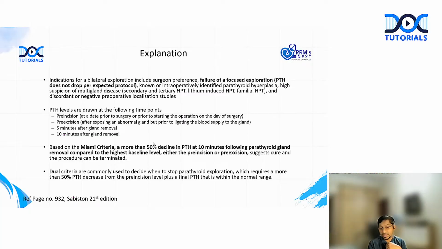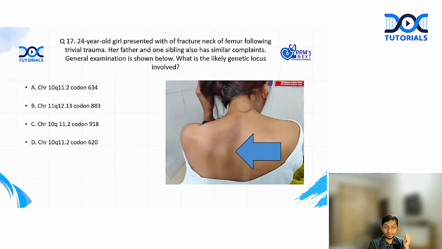And the Miami criteria says more than 50% decline at 10 minutes compared to the higher value between the pre-incision and the pre-excision value. Sometimes we use dual criteria also, which requires, apart from this fall, that you should also have the PTH within normal range. So it is important to understand what the Miami criteria is and what we do for secondary hyperparathyroidism.